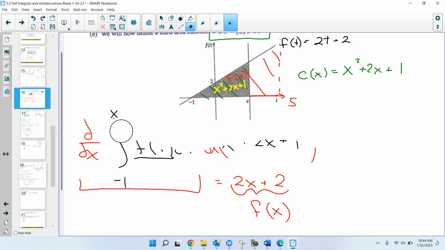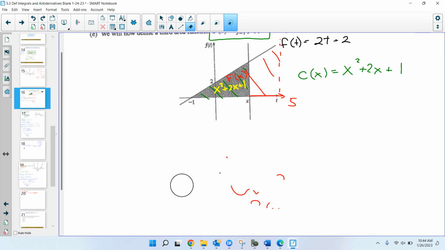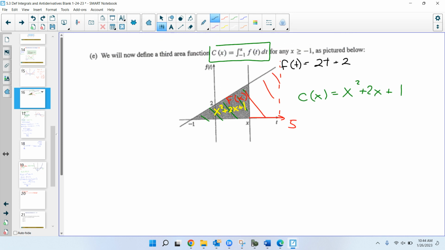You know how in the worksheet we did this geometrically? We did a triangle. I want to show you actually how it looks in a calculus representation. It's the integral from -1 to x of 2t plus 2 dt. Everybody agree with that?